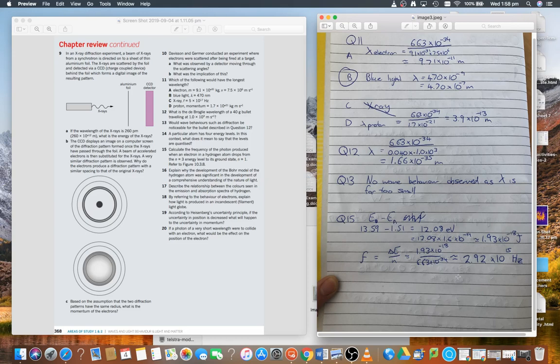Okay, calculate the frequency. There's not too many problem-solving questions in terms of emissions, but I've done one here. Calculate the frequency of the photon produced when an electron in a hydrogen atom drops from the N3 level to its ground state, N1.